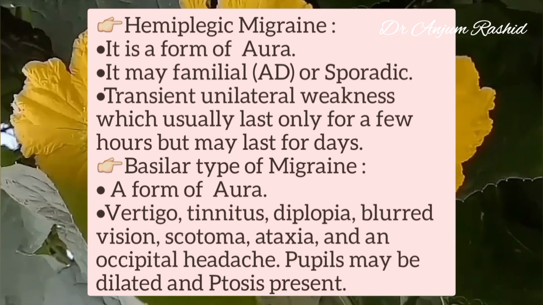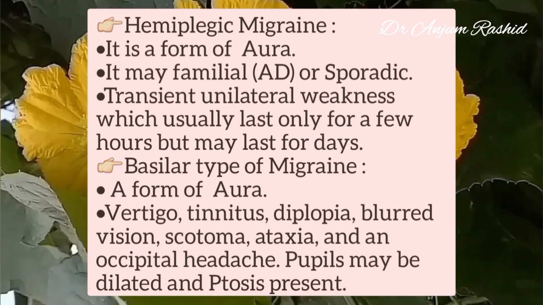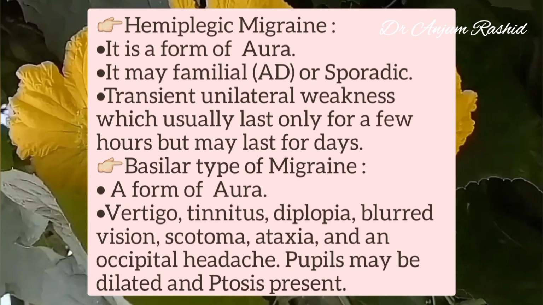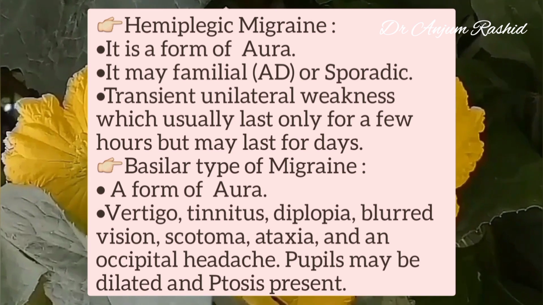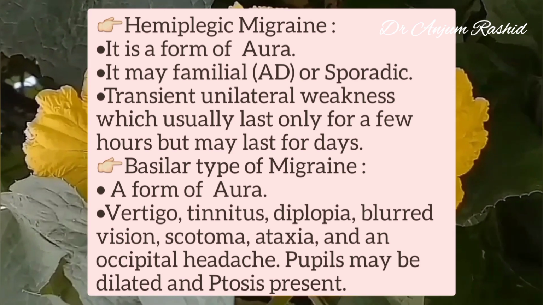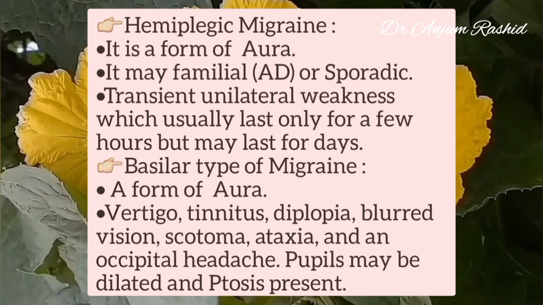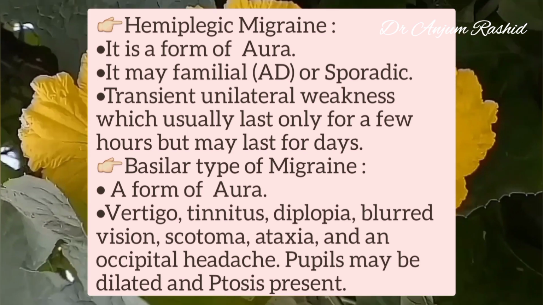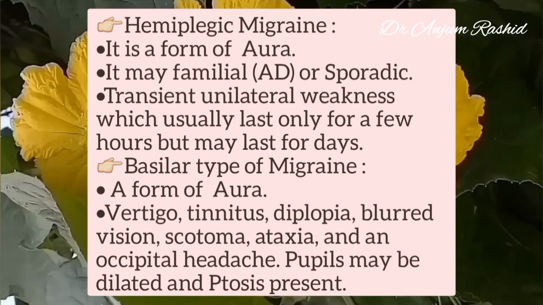Then two important conditions: hemiplegic migraine. It is a form of aura. It may be familial or sporadic. There is transient unilateral weakness which usually lasts for a few hours, but it may last for days. Next is basilar type of migraine. It is a form of aura, and there is vertigo, tinnitus, diplopia, blurred vision, scotoma, ataxia, and occipital headache. Pupils may be dilated and there may be ptosis.